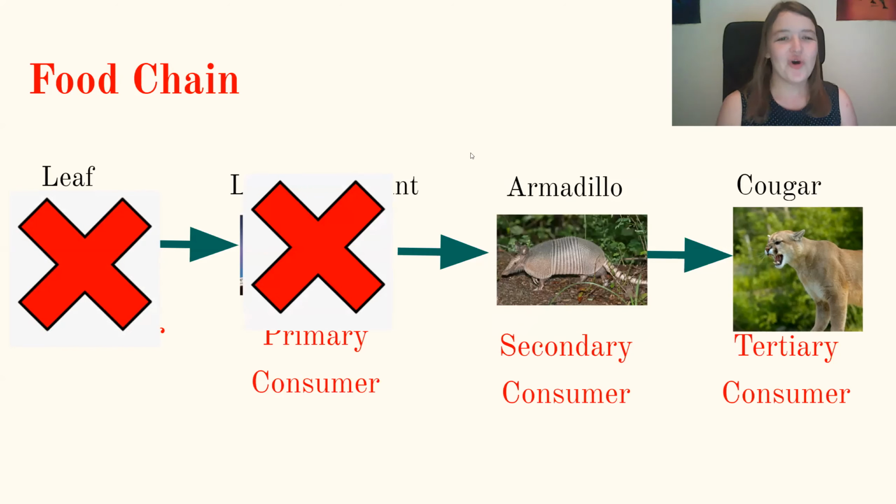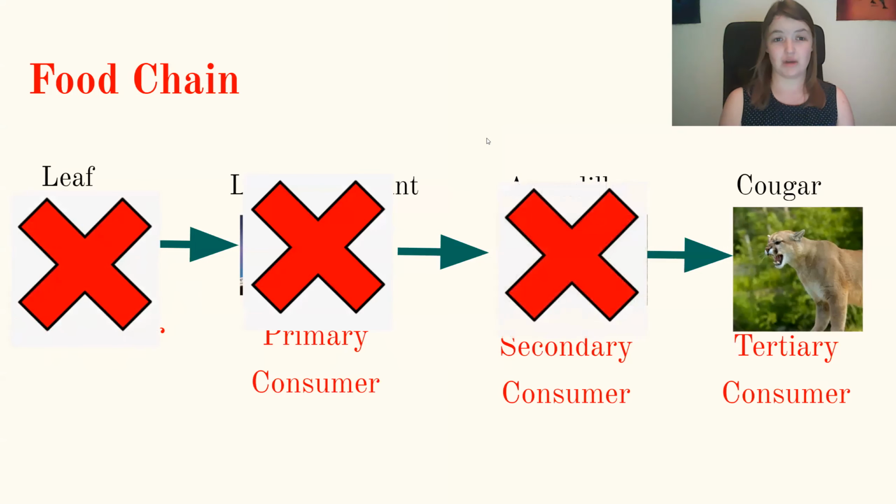Now, once the leafcutter ant has died out, that's going to impact our armadillo. Its food source, its energy source, has also started to go, and we will start to see less of the armadillo in our ecosystem. When there is less of the armadillo, what do you think is going to happen to our cougar, to our tertiary consumer?